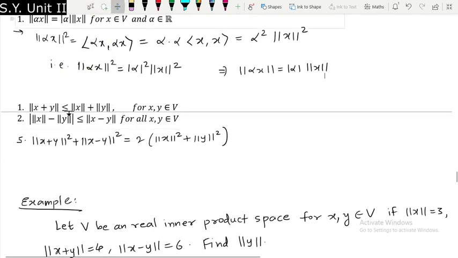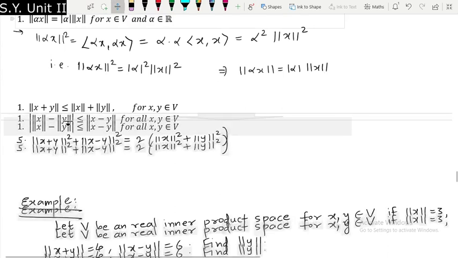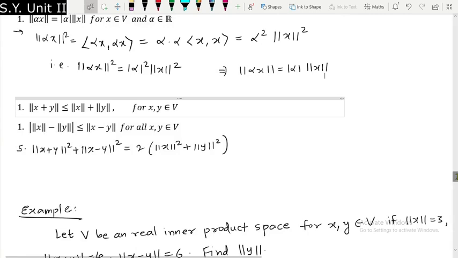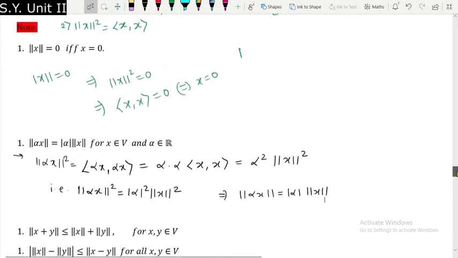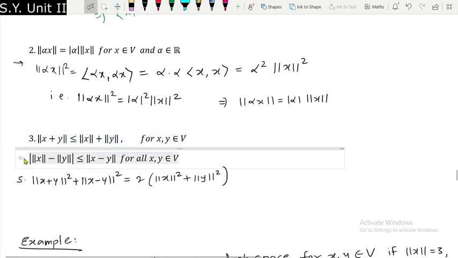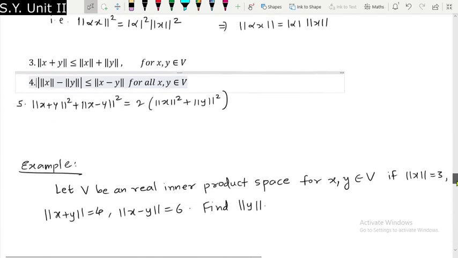The idea is similar. You have to consider norm of x plus y square, go on doing it, and ultimately you will get the solution, and the solution of this completely depends on the solution of this. So directly I will think of this last one. This should be 2 actually over here, right? This is the fourth one and the fifth one. So let us go for the proof of the fifth one.